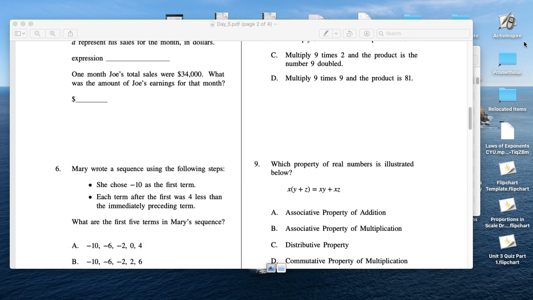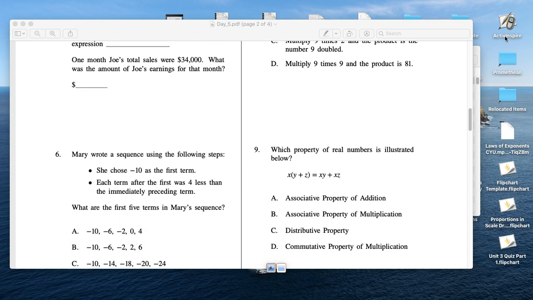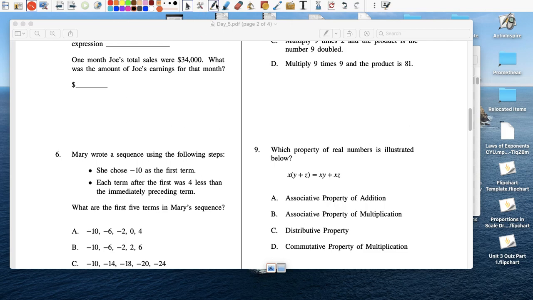That was 8, sorry. 9. Which property of real numbers is illustrated below? This is still repetitive from what we just did. This is also the distributive property, right? X times Y plus X times D. So this is the commutative property of multiplication. Sorry, take that back. Distributive property.